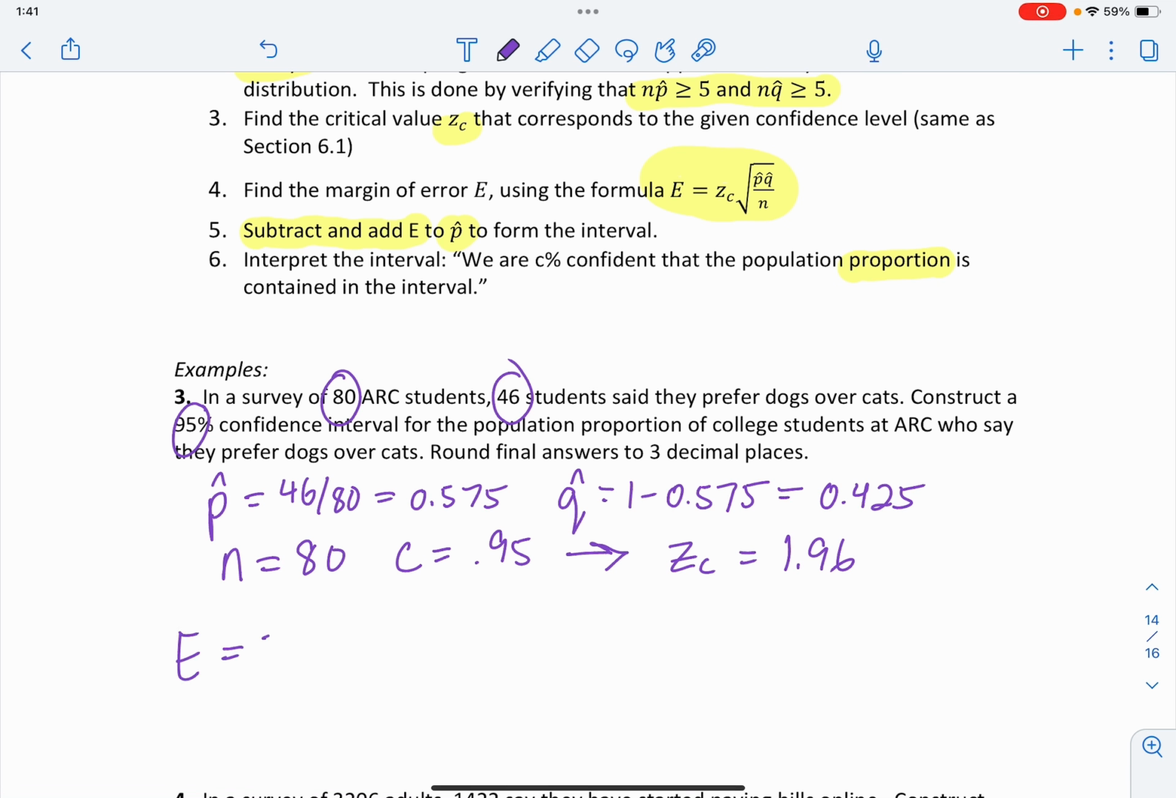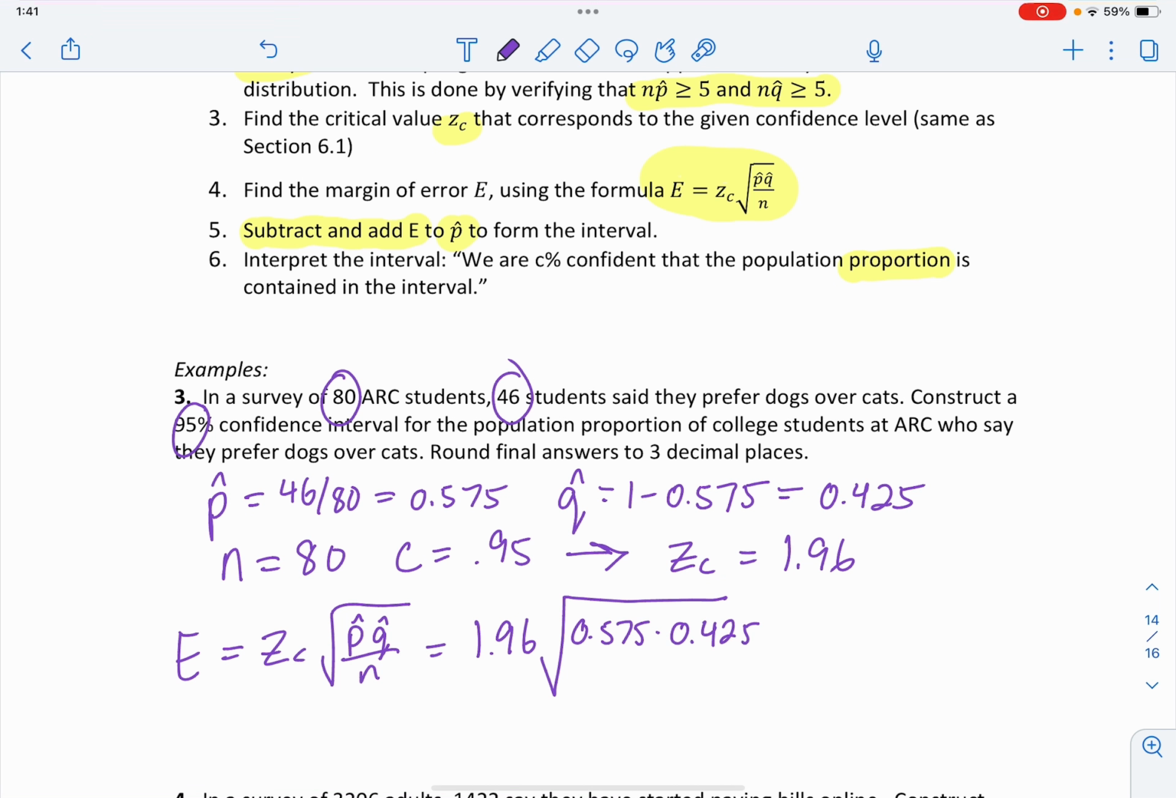And that formula above, ZC square root P hat, Q hat divided by N. And we got all that stuff here, right? So ZC is 1.96, square root P hat 0.575 times 0.425 divided by N 80. That's what we got to put in our calculator. So be a little bit careful when you're putting it into your calculator. Make sure all of that stuff is inside the square root. So you might have to use a set of parentheses like that when you're putting it into your calculator. Depends on the model of your calculator.